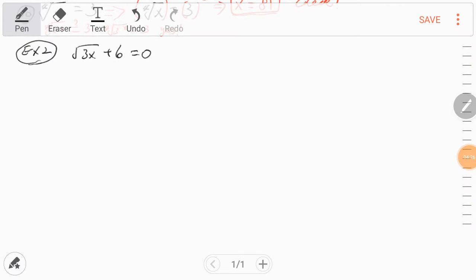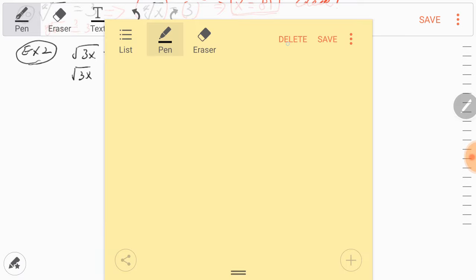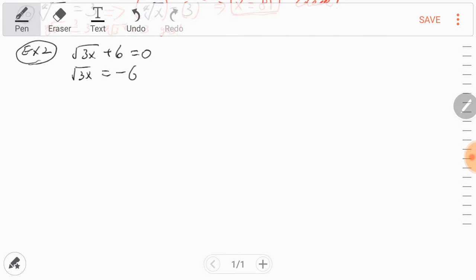Okay, let's solve this radical equation. First we have to move this 6 to the other side. Then this will be square root of 3x equals negative 6. By looking at this, the square root always has to be positive, but we do have a negative, so that is actually no real solution. As you can see, there is no real solution. I mean, the solution is not a real number.